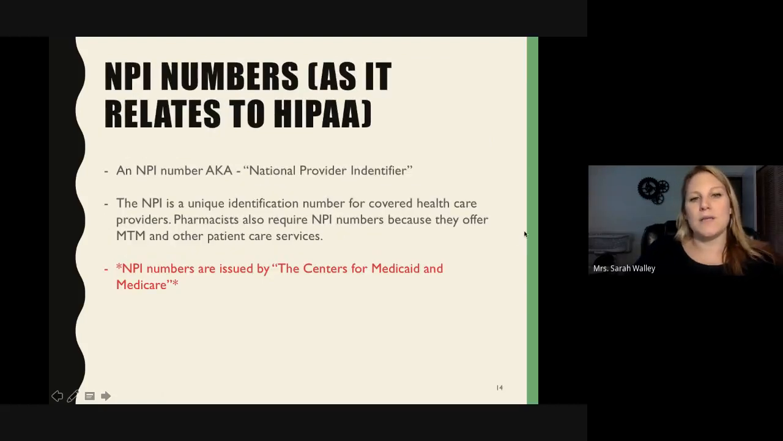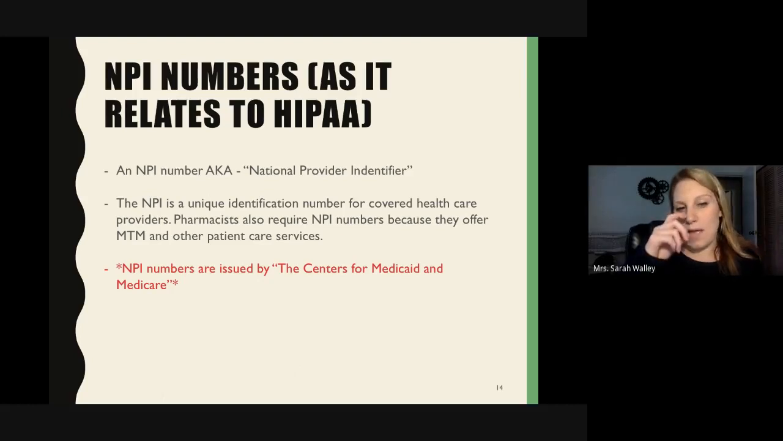Okay, NPI numbers as it relates to HIPAA. An NPI number is a national provider identifier number. The NPI is a unique identification number for covered healthcare providers. Pharmacists also require NPI numbers because they offer MTM and other patient care services through that. MTM is medication therapy management, by the way. NPI numbers are issued by the Centers for Medicaid and Medicare. That's a question on the big test. They always want to know where NPI numbers come from.